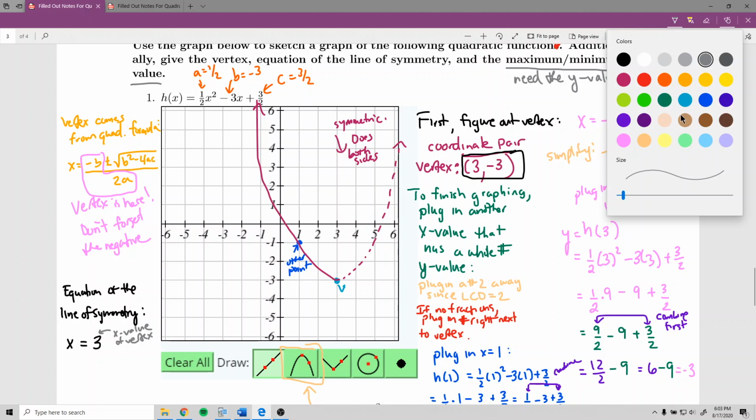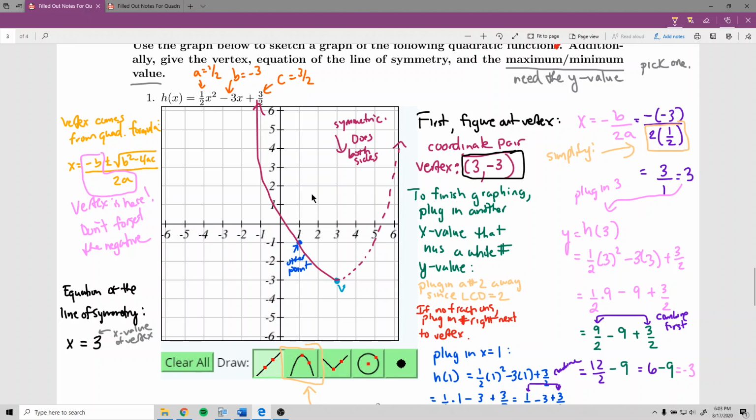And then finally, the last part here, the maximum or minimum value, since it opens up, or a is positive, we have a minimum value of, and then it's the y value of the vertex, which is -3.